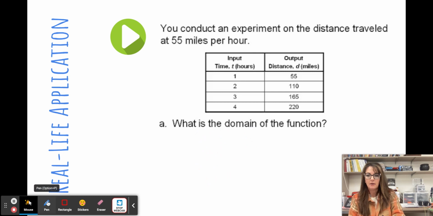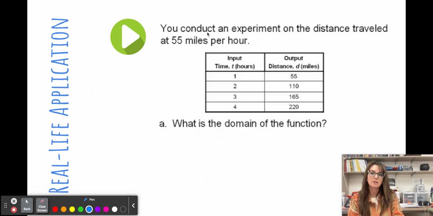Okay, now we're being asked, I'm going to go ahead and do this too. You're going to conduct an experiment on the distance traveled at 55 miles per hour. So your input is time in hours. At 1 hour, your distance would be 55. At 2 hours, 110. At 3, so that's a pretty consistent speed if you're getting these output values.